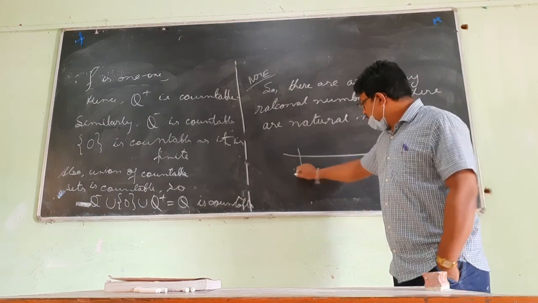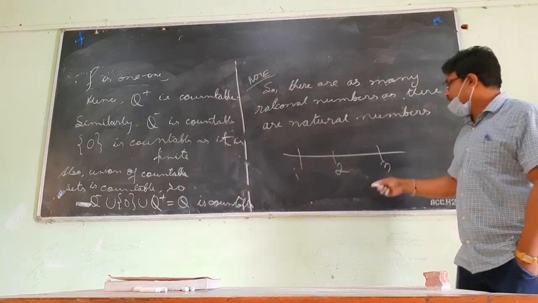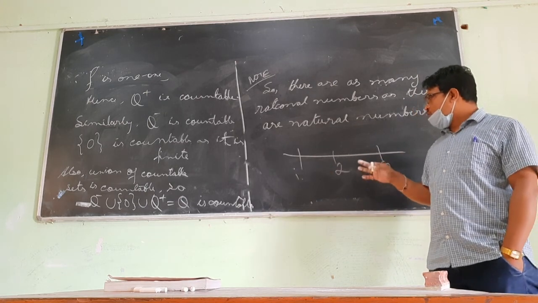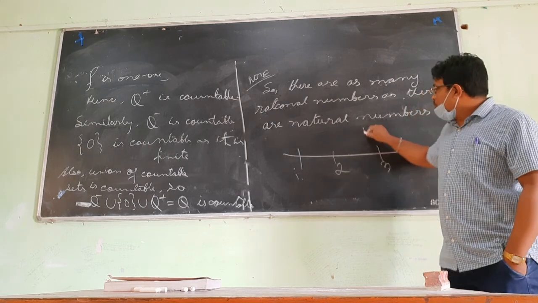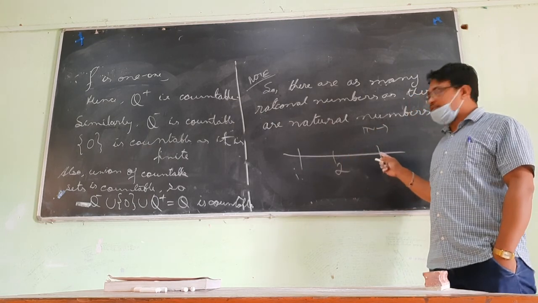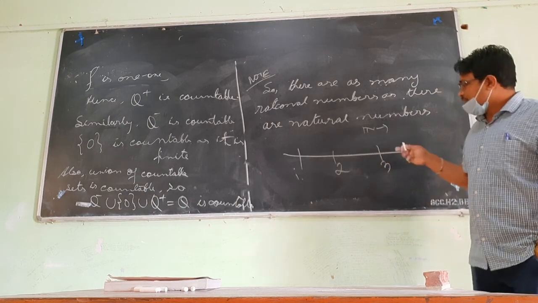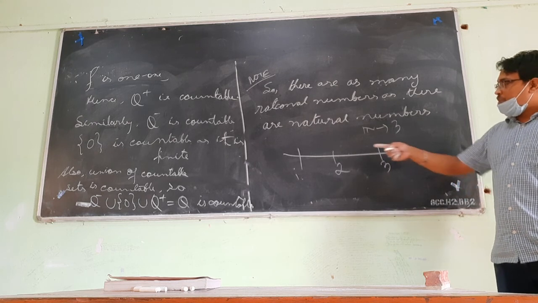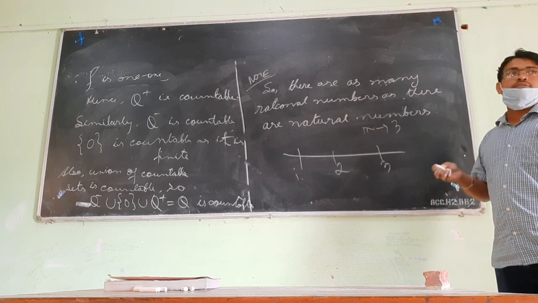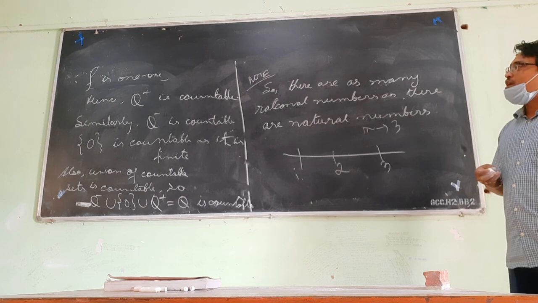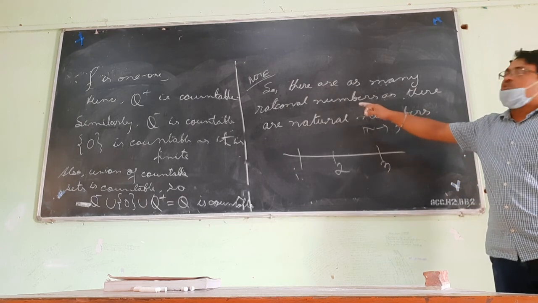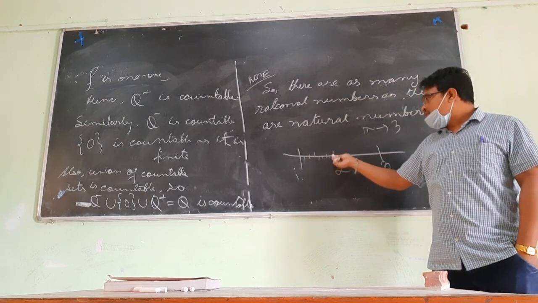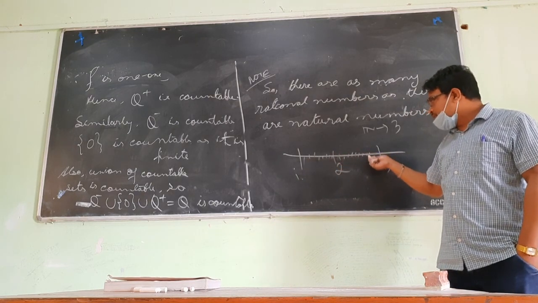So between 1 and 3, including 1 and 3, how many natural numbers are there? Only 3: 1, 2 and 3. But between 1 and 3, how many rational numbers are there? Infinite. But even then, the number of rational numbers is not more than the number of natural numbers. We can count the rational numbers, even though there are many. The distribution is different.